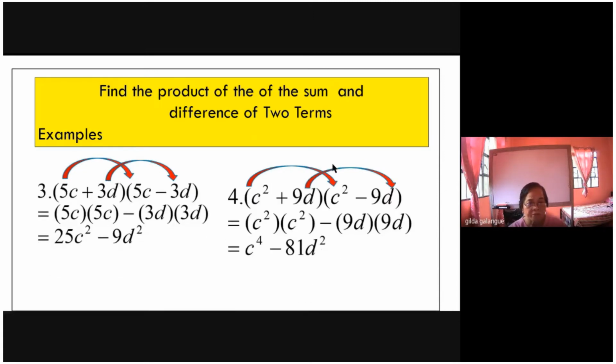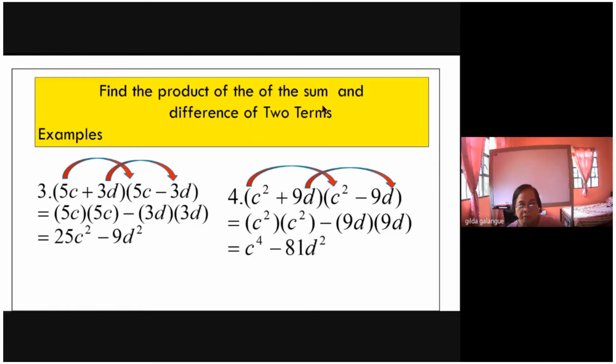We have another number. Again, we have to multiply the first term by the first term and the last term by the last term. If we have the same number, one is positive, the other one is negative. So we multiply the first term by the first term. 5c times 5c is 25c squared. The last term by the last term, 3d times negative 3d is negative 9d squared. So our final answer, 25c squared minus 9d squared.